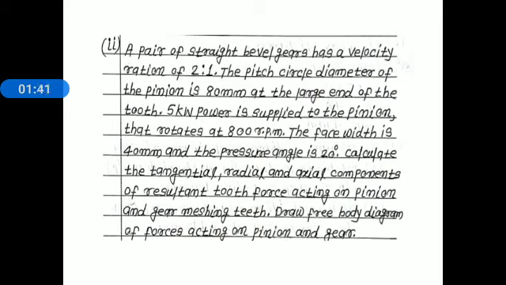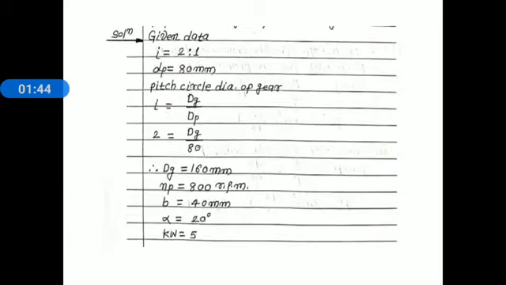In this problem statement, velocity ratio is given and that is denoted by letter small i, that is 2:1. Pitch circle diameter of a pinion is given, that is d suffix p is equal to 80 millimeter. Now here the pitch circle diameter of bevel gear is denoted by letter capital D, but by mistake here we use a small letter d suffix p. Everyone carefully note down that it is denoted by letter capital D suffix p, 80 millimeter.